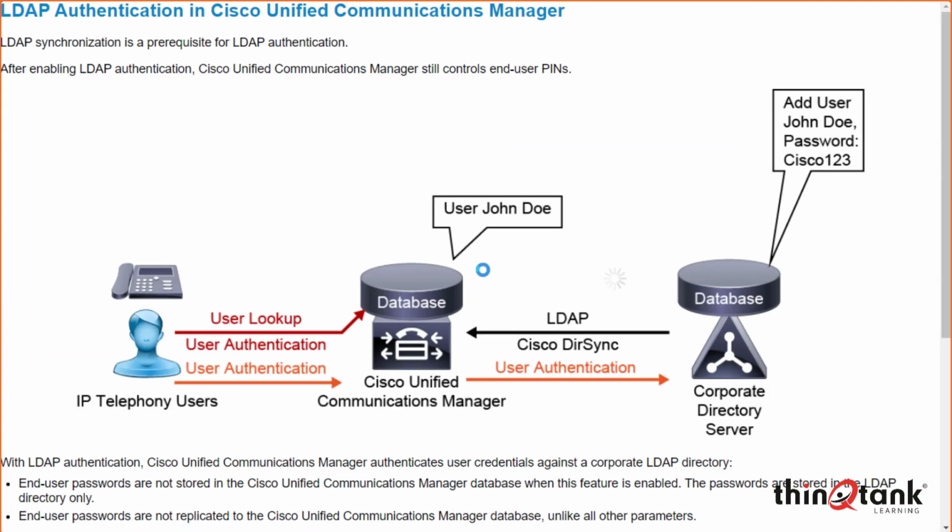So LDAP authentication synchronization, as I mentioned before, has to be configured before you can actually enable authentication. When you have LDAP authentication enabled, end user passwords are no longer stored in Call Manager. They're stored in Active Directory, in the LDAP directory only. And by the way, that password information is not even replicated to Call Manager, because Call Manager is not doing any of the authentication. It's sending all of the authentication to the LDAP directory.